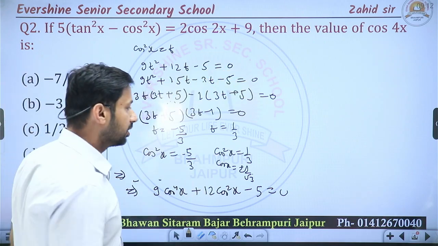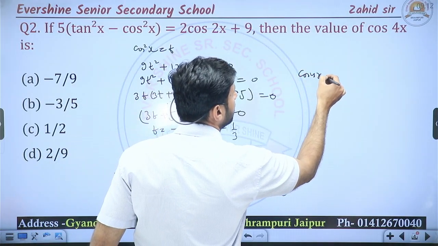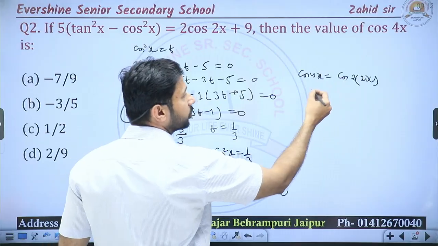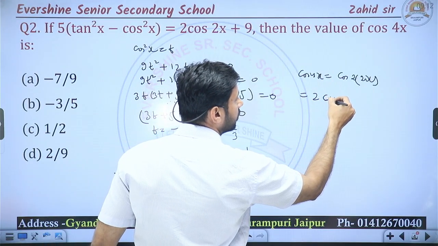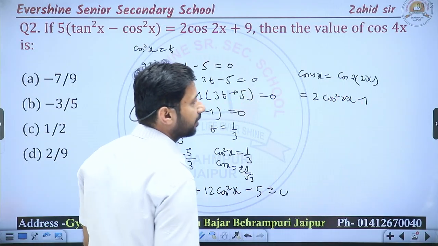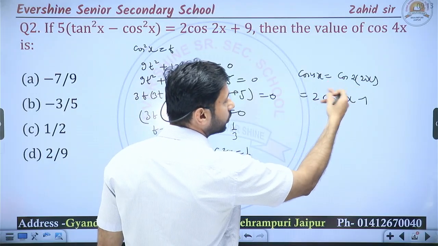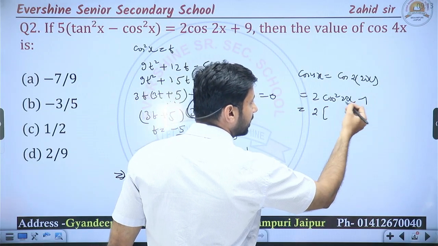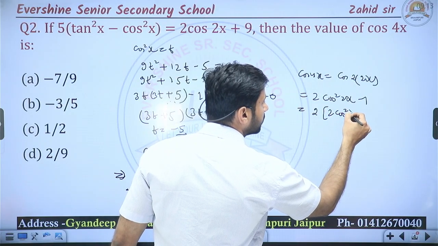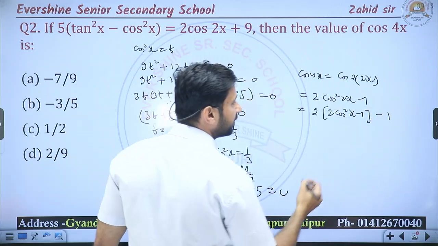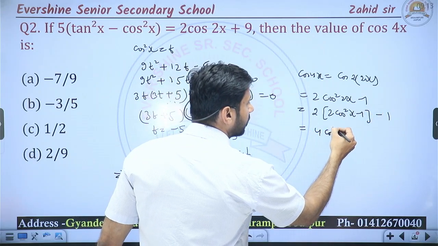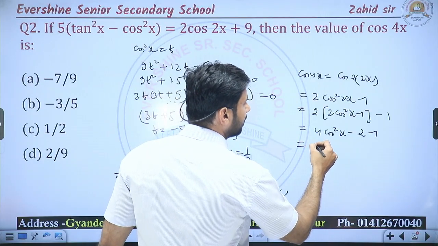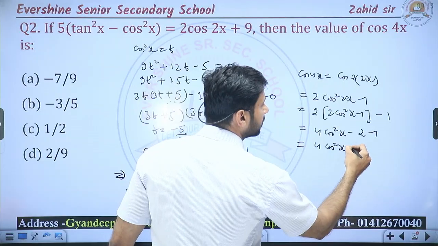Cos 4x, okay? So cos 4x will be equal to cos 2 into 2x. Further apply the identity of cos 2x, that is 2 cos square x minus 1, okay? So this 2 will be as it is. I can apply the identity again. So it will be 2 cos square x minus 1, and this minus 1 will be as it is. So 2 2s are 4 cos square x minus 2 and minus 1, okay? So it will be 4 cos square x minus 3.